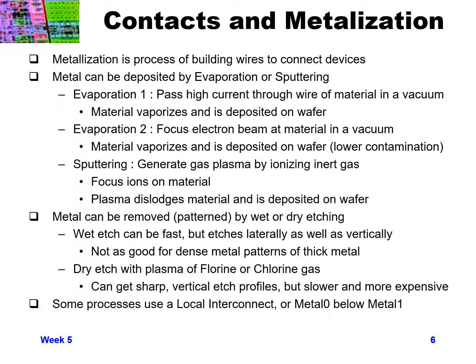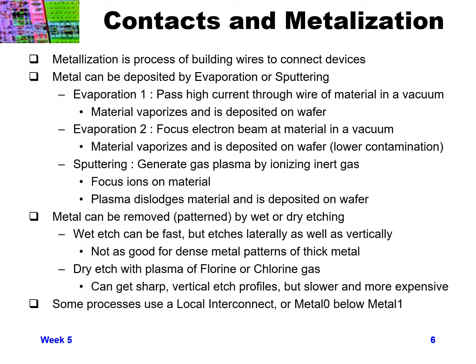But because a wet etch is using a liquid to etch, it tends to etch both vertically as well as laterally underneath the photoresist, and so you don't get nearly as dense of metal patterns, and the thicker you make your metal, the wider the width between metal layers has to be. So we tend to not use wet etching too often.